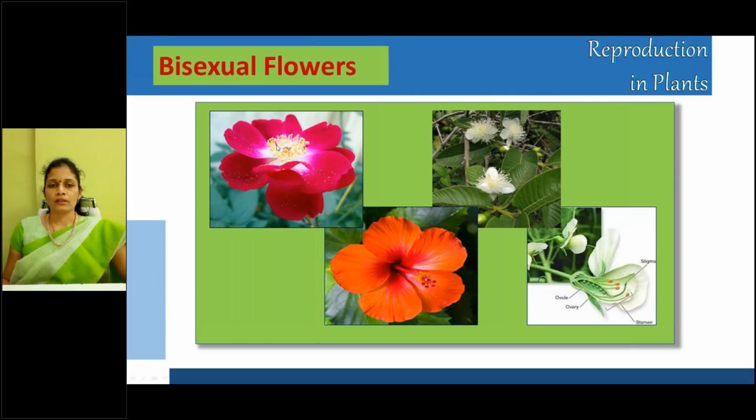See, rose. Look at this. You can see both the stamens and, in the center, the pistil. And the next one is hibiscus. Even hibiscus has both the parts. And guava. Guava is also a bisexual flower which contains both male and female reproductive parts. And this is the pea plant flower. This flower also has both reproductive parts. Observe the parts properly, children. Let us learn about unisexual flowers in our next slide.